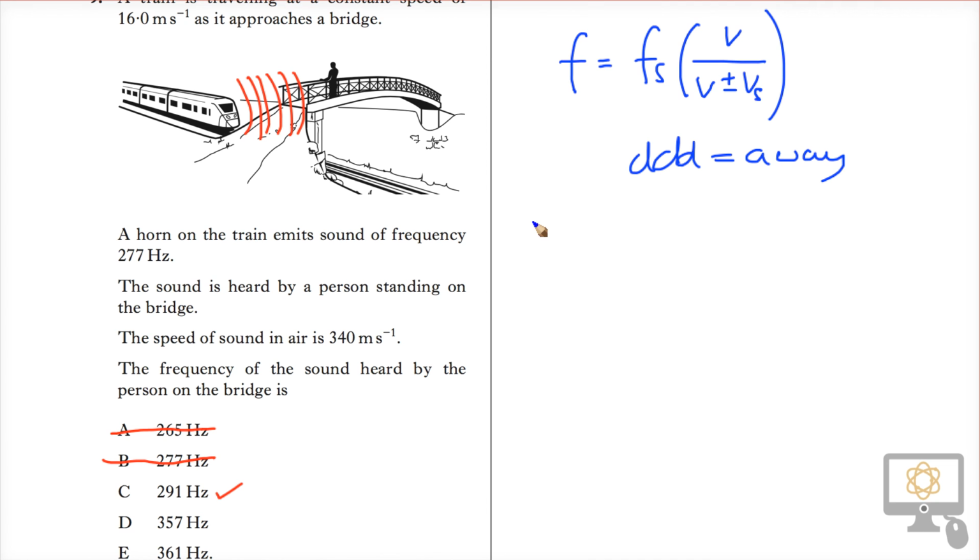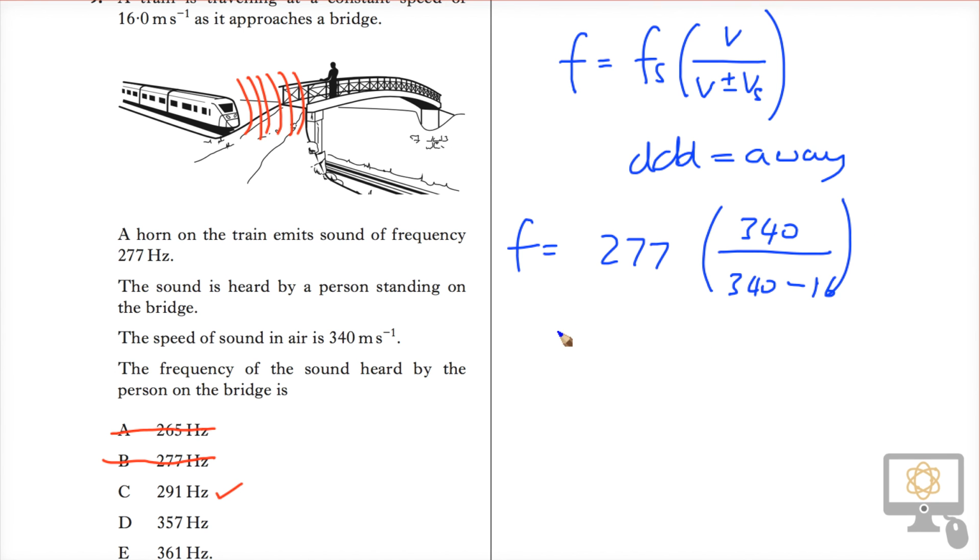So we plug all the numbers into the equation. The observed frequency is the source frequency of 277 times the speed of sound, 340, divided by the speed of sound again, 340. In this case, add is away, so take away is toward, and that is 16. So let's plug the numbers into the formula and put them into the calculator and see what we get.